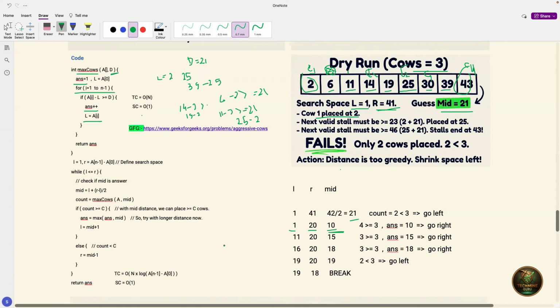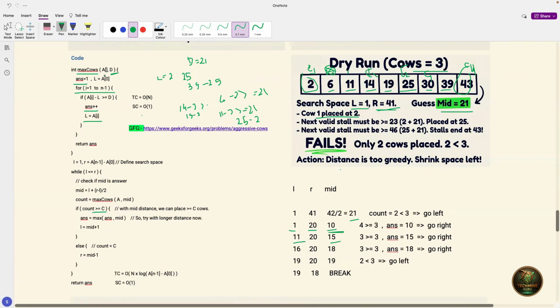But we originally have 3 cows. So to decrease the number of cows, what will we do? When the count of cows is greater than the given cow count, that time we will do L equal to mid plus 1. That time we will try to increase the distance. So now our L will be equal to mid plus 1. What was our previous mid? 10. What will be our new L? Which will be 11. So now our mid will be 11 plus 20 by 2, which will come to around 15.